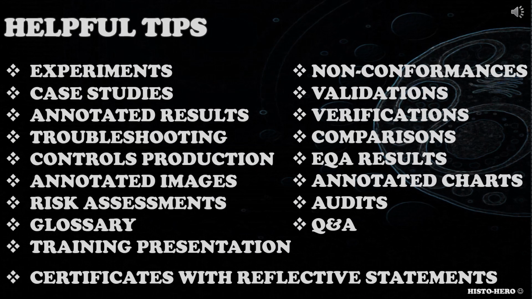Also try to use various types of evidence, not just one type, like case studies, for each subsection. You could use experiments, case studies, annotated results, annotated photographs of you performing tasks, evidence of troubleshooting, annotated EQA results, nonconformances, validation and verification evidence, comparisons of different approaches and their pros and cons, control material production, certificates of course attendance with reflective statements, annotated images or charts, and so on.